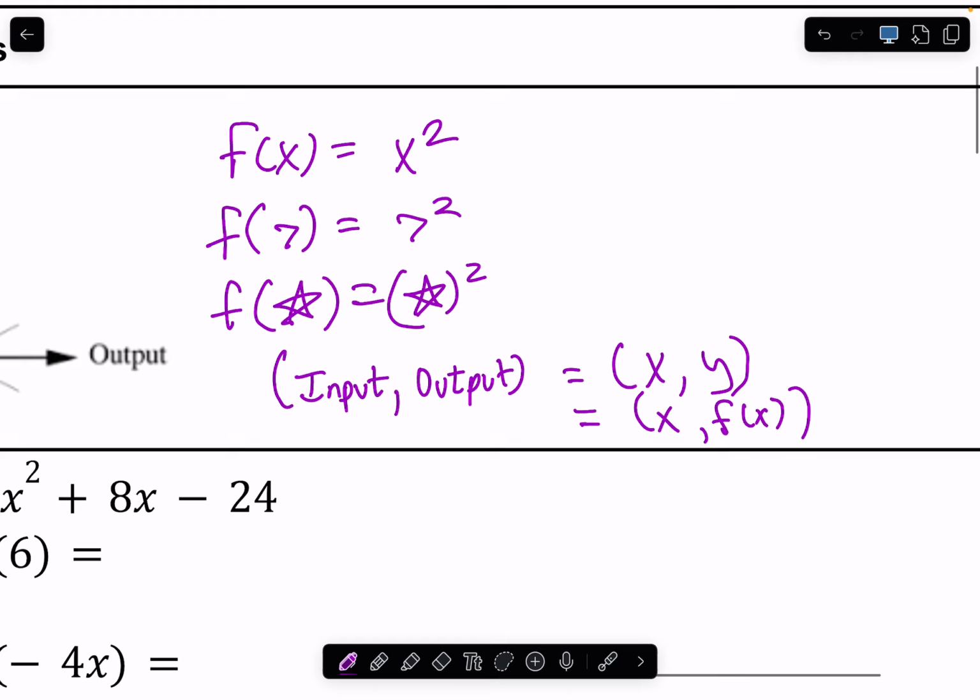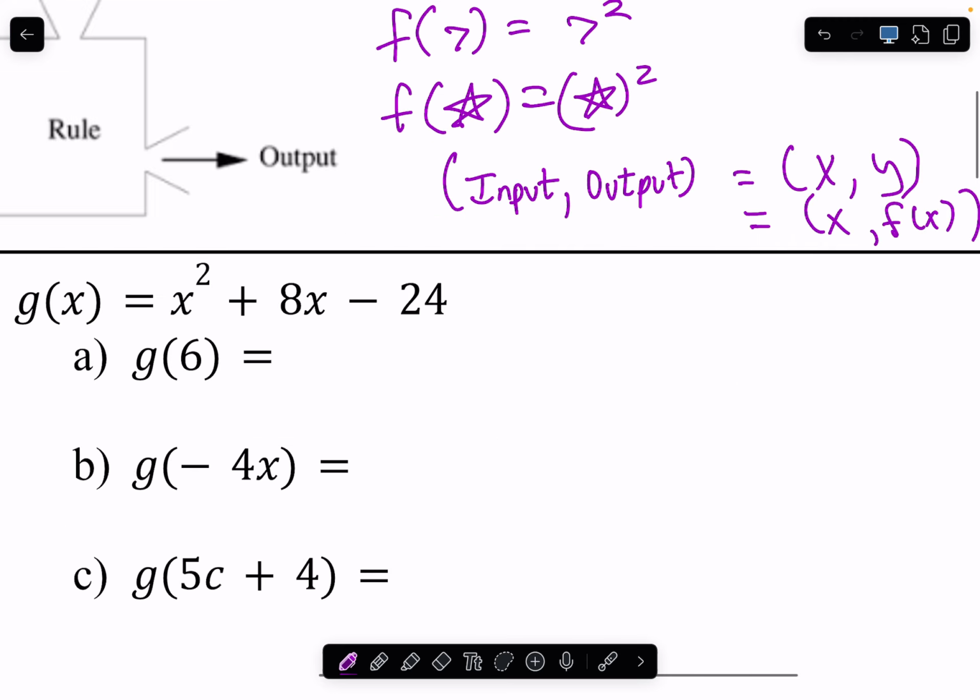Do we have any questions about this initial kind of relationship or how this works? Okay, so that's how function notation kind of works itself. We'll see it a little better that way. Okay, so now let's take a look at an actual function.